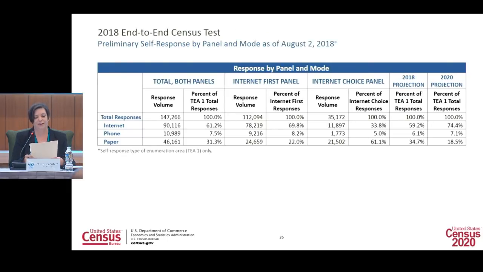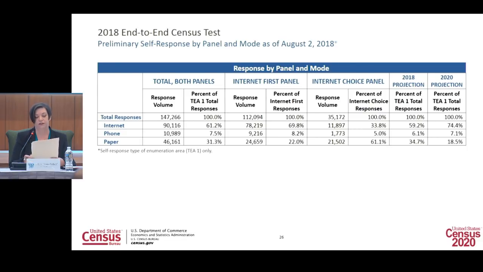Thanks. Now let's take a closer look at the self-response from TEA1, the self-response type of enumeration area. This table we haven't shown before in this format, but the data is the data that we're most frequently asked about, so figured it would be good to show you today. It shows self-response by panel and mode and includes the projections for 2018 and 2020 as well for reference.